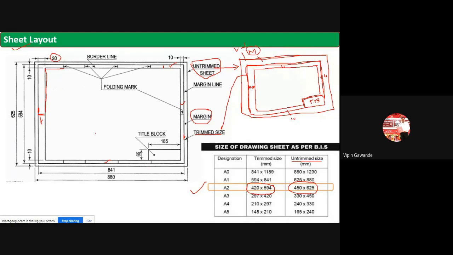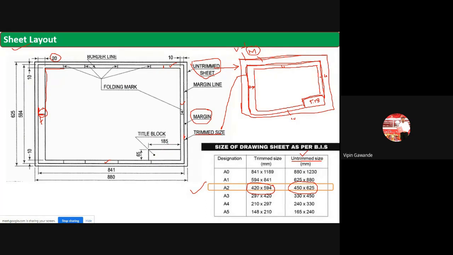Okay. So this is not there. That means when we purchase the drawing sheet, we got only two rectangles, the untrimmed size and the trim size. But the third rectangle, that we have to draw using the ruler scale or using the mini drafter. So for drawing the third rectangle, we have to take the dimensions here 20 mm from the left hand side, and for all the corners, we have to take 10 mm distance. And then inside that rectangle, we have to draw this title block.